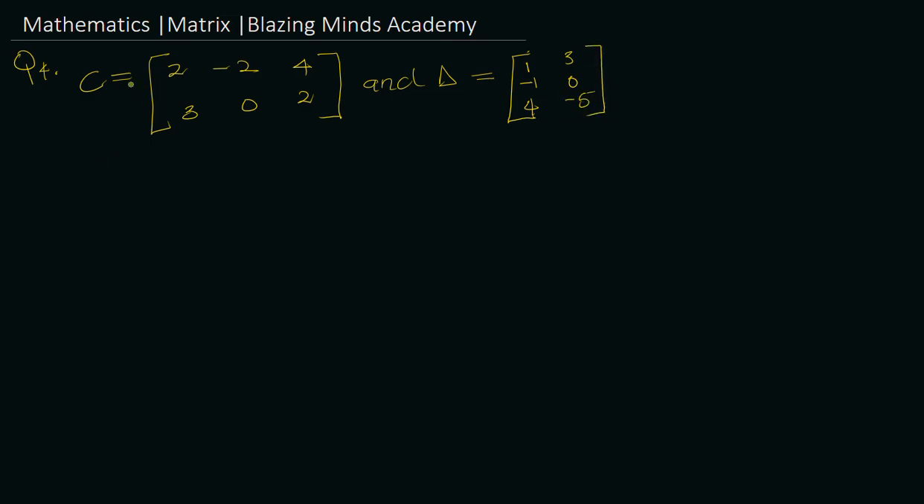Okay, so we're looking at this question. C equals 2, minus 2, 4, 3, 0, 2, and D equals 1, minus 1, 4, 3, 0, minus 5. We're told to evaluate C times D. That's the first thing. The second thing is we're told to evaluate D times C. And the third thing we're told to evaluate D squared. So let's solve. Solution.